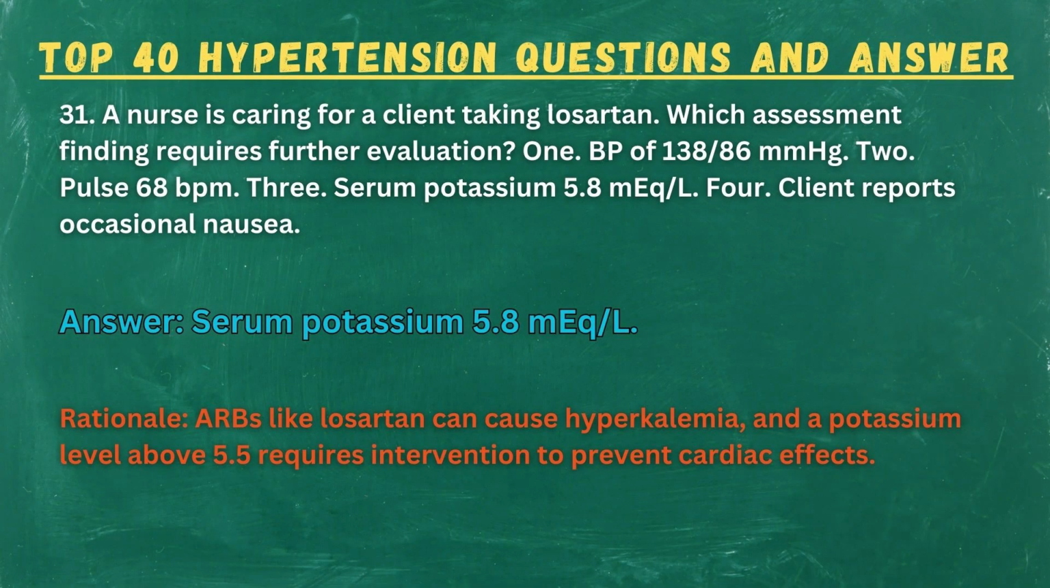31. A nurse is caring for a client taking losartan. Which assessment finding requires further evaluation? 1. BP of 138/86 mmHg. 2. Pulse 68 BPM. 3. Serum potassium 5.8 milliequivalent/L. 4. Client reports occasional nausea. Answer: serum potassium 5.8 milliequivalent/L. Rationale: ARBs like losartan can cause hyperkalemia, and a potassium level above 5.5 requires intervention to prevent cardiac effects.